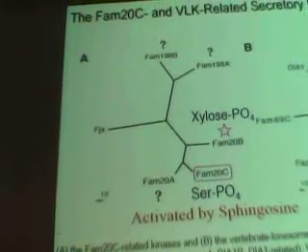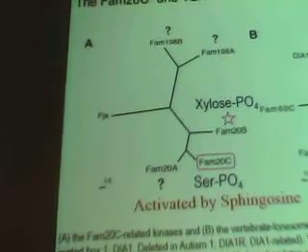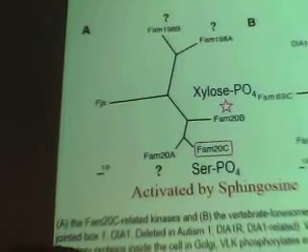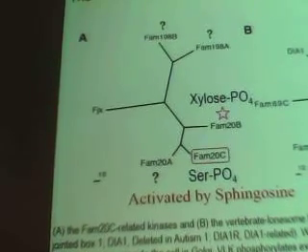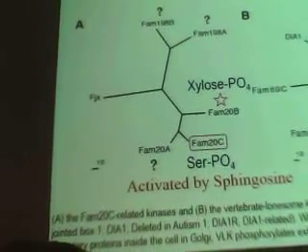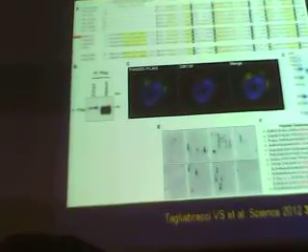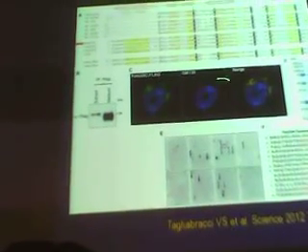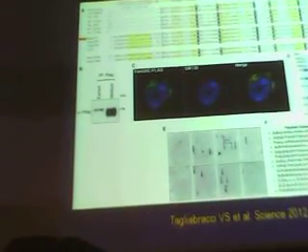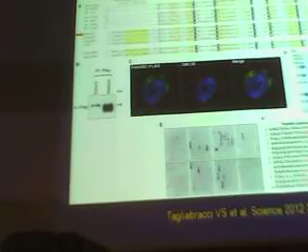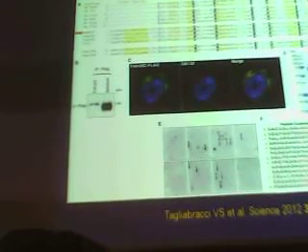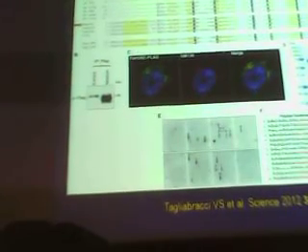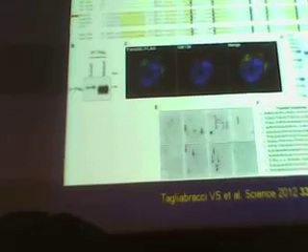Another one that he identified phosphorylates sugar, because phosphorylated sugar is glycosaminoglycan. But to phosphorylate serine, there's only one. It's called family with sequence similarity 20C. Interestingly, he just discovered that it's activated by a lipid called sphingosine. Depending on your diet, you can have more or less sphingosine, and this sphingosine activates the activity of this kinase 130 fold. So that means your diet will affect how you phosphorylate certain proteins or not. People didn't realize that.